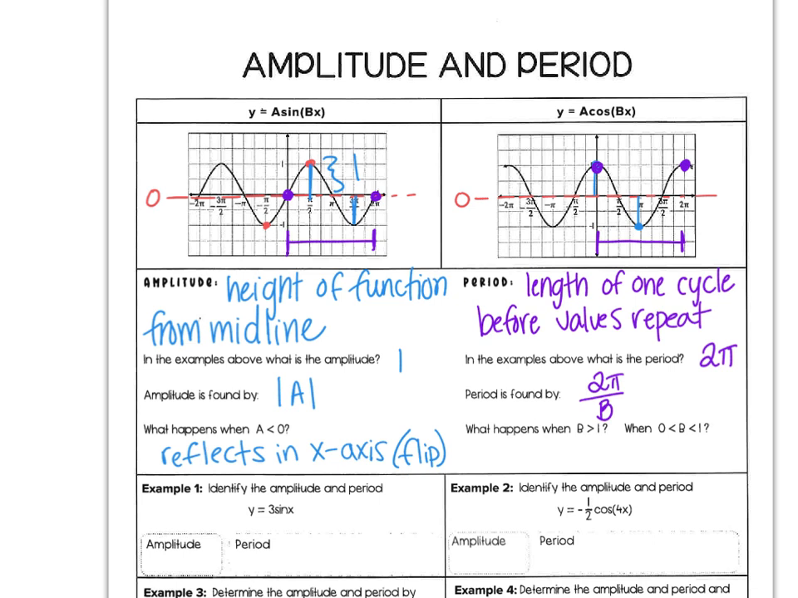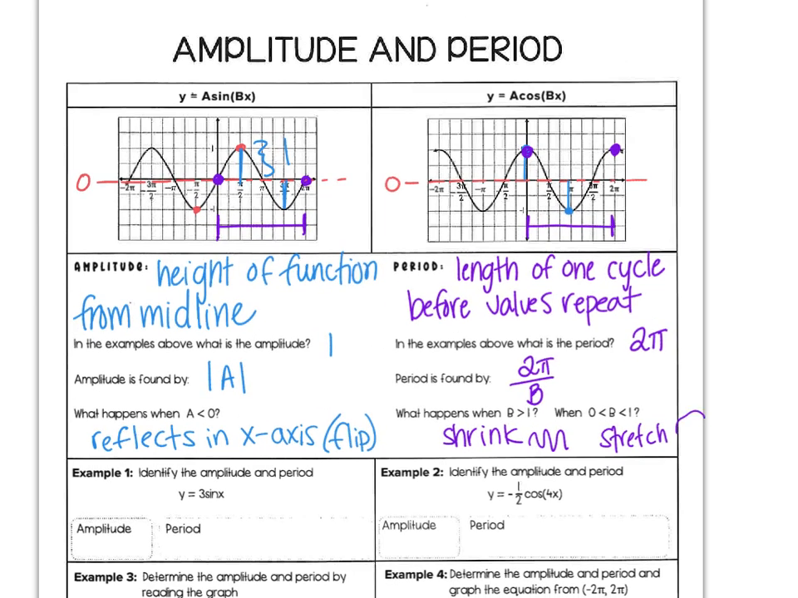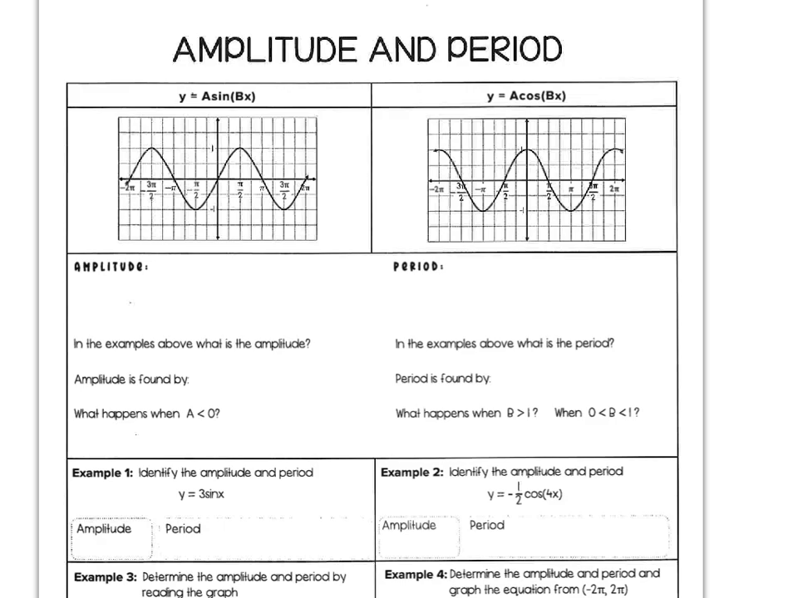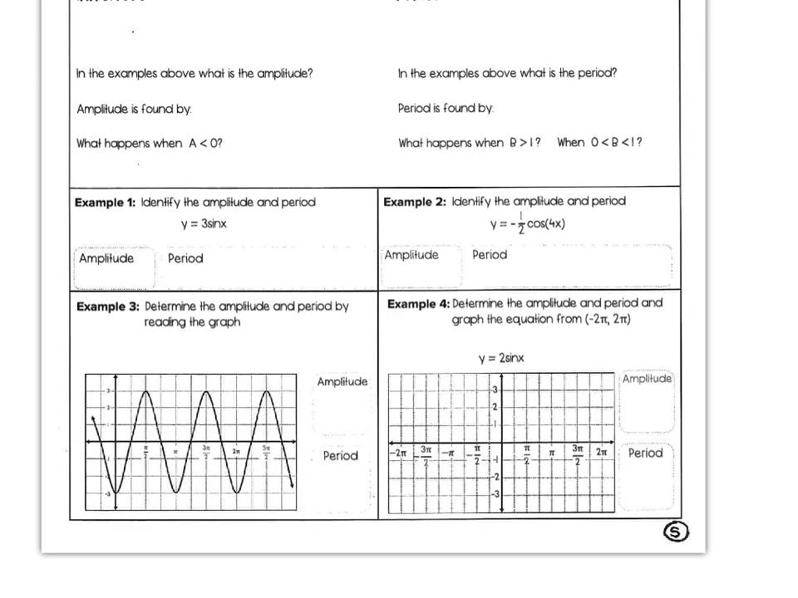So you usually want to find b exactly, but some little helpful hints are that when b is greater than 1, whatever is the coefficient of your x, you will have a shrink in your period. So it'll be closer together, like that. And if b is between 0 and 1, so if it's a fraction or a decimal between 0 and 1, it will stretch your function left to right, horizontally, meaning it will be a wider period, like that. All right, so let's do a couple examples.